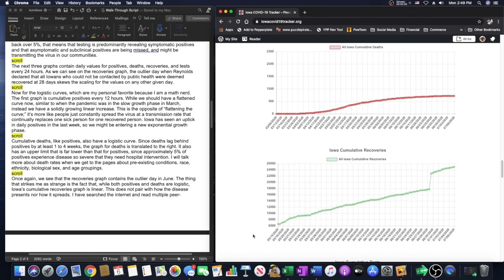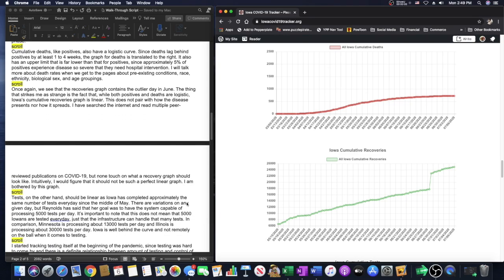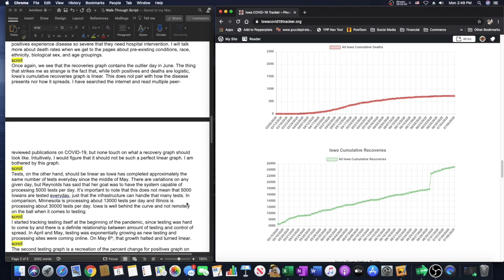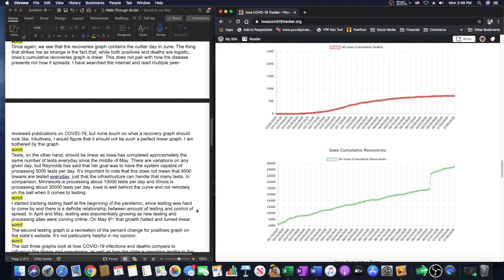Once again, we see that the recoveries graph contains the outlier day in June. The thing that strikes me as strange is the fact that while positives and deaths are logistic, Iowa's cumulative recoveries graph is linear. This doesn't pair with how the disease presents nor how it spreads. I've searched the internet and read multiple peer-reviewed publications on COVID-19, but none touch on what a recovery graph should look like. Intuitively, I would figure that it shouldn't be a perfect linear graph. I am bothered by this graph.